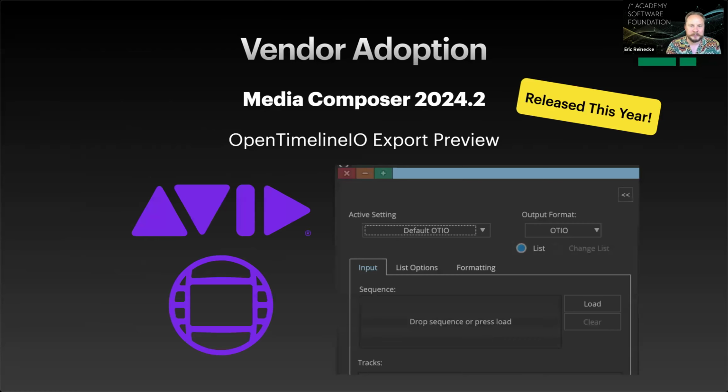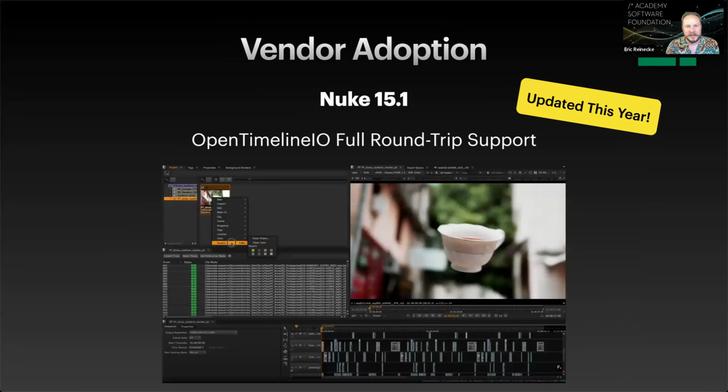New this year, Avid Media Composer 2024.2 added preview support for OpenTimelineIO export. The Avid team have been really great partners in the OTIO community, and we're really excited about them taking the first step and having first-party support. So thank you, Avid. Also, Nuke Studio was among the first apps to ship OTIO support natively, and in Nuke 15.1, they've upped the game with full round-tripping of timelines. Foundry are great partners and are actively working on OTIO contributions to make it more and more powerful for creators. So a big shout out to the Foundry for being ongoing OTIO supporters and leaning into our community.